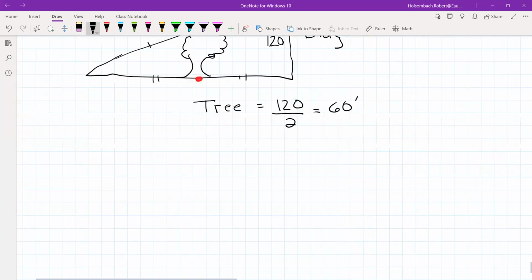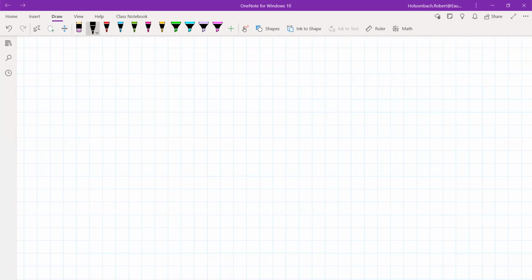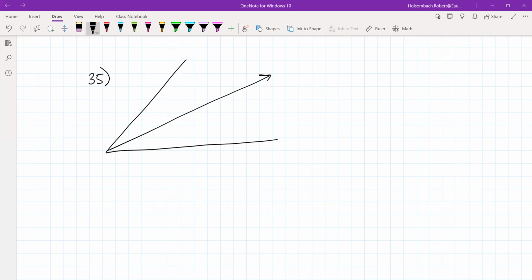And that moves us to the last page of the study guide, number 35. DF bisects EDG. So we got E, D, and G. F is out here. F bisects it. So if F bisects it, these two angles are congruent. Now we've got this segment and this segment. If a point is on an angle bisector, it's the same distance from the sides of the angle.